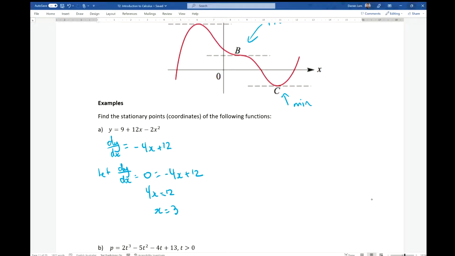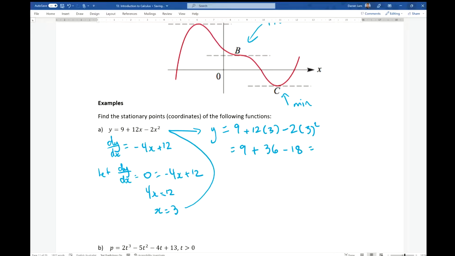So we substitute back into this function, and we get y equals 9 plus 12 times 3 minus 2 times 3 squared, which gives me 9 plus 36 minus 2 times 9, or in other words minus 18. That gives me 27. So the coordinate itself is (3, 27). Now, in this case, we just find the stationary points. In the next exercise, we'll look at the nature of stationary points. But there are a few ways you can do that. Any questions about this?